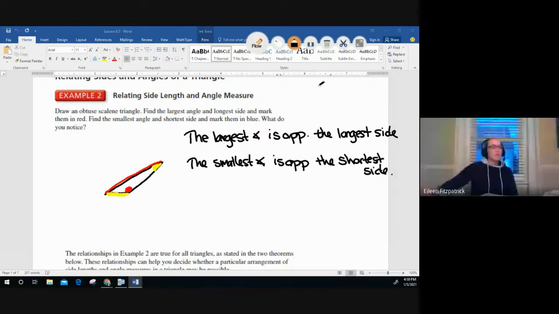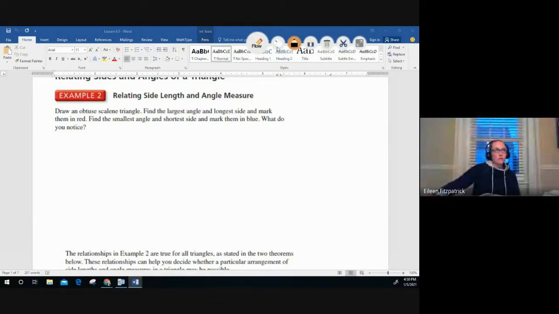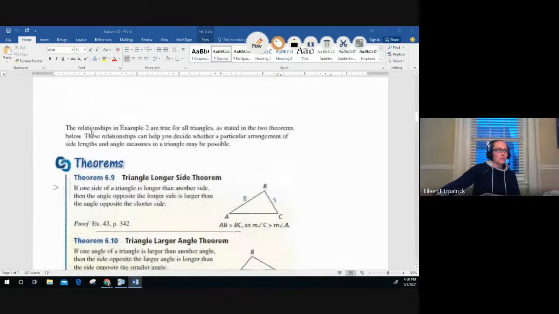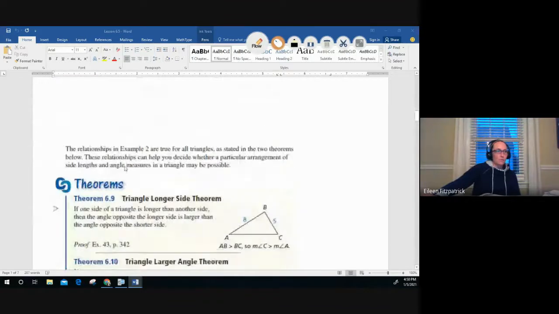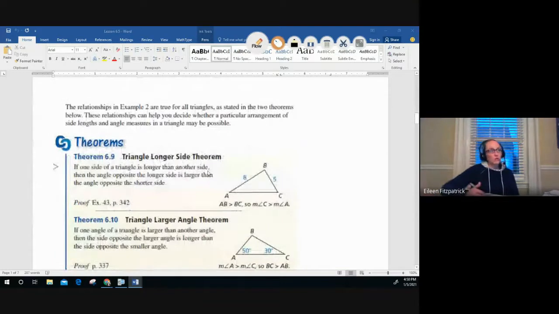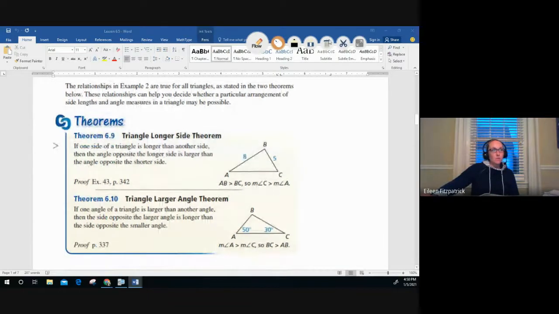All right. So that leads us into our next 2 theorems. Let's scroll down and see what they say. Okay, so first off, it says here, the relationships in example 2, the relationships we just came up with right up there, are true for all triangles, as stated in the 2 theorems below. These relationships can help you decide whether a particular arrangement of side lengths and angle measures in a triangle may be possible. Okay, so we have two theorems. It's called the triangle longer side theorem and the triangle larger angle theorem.